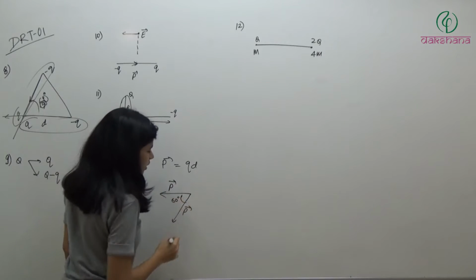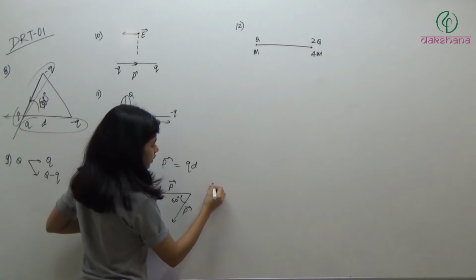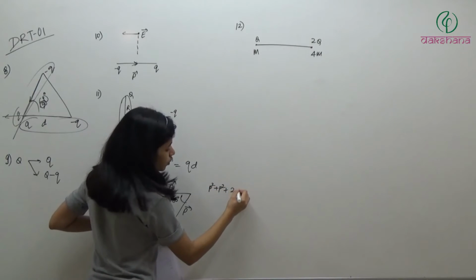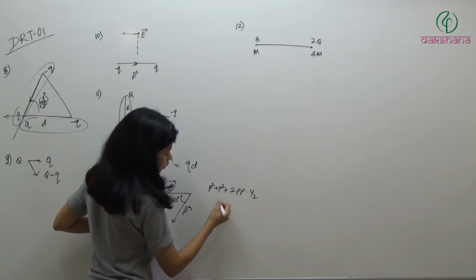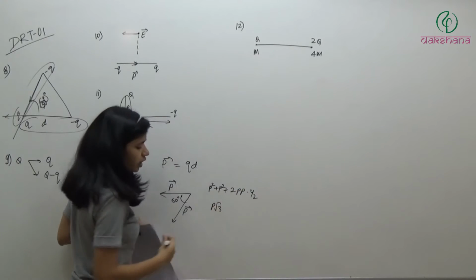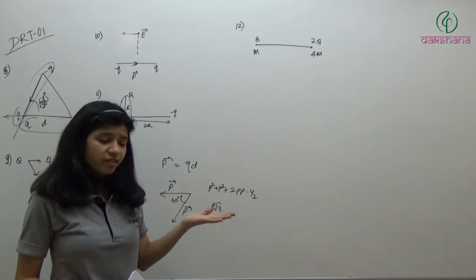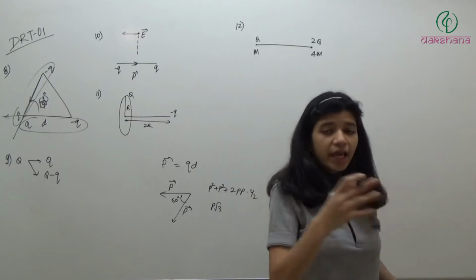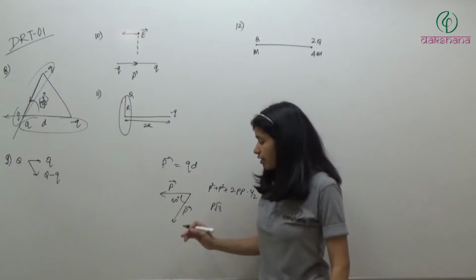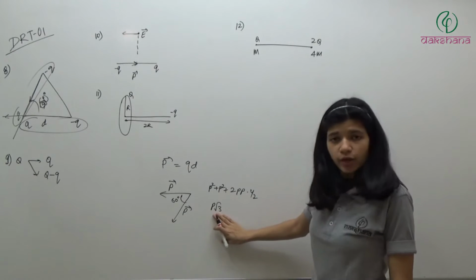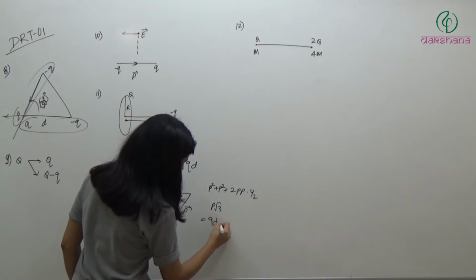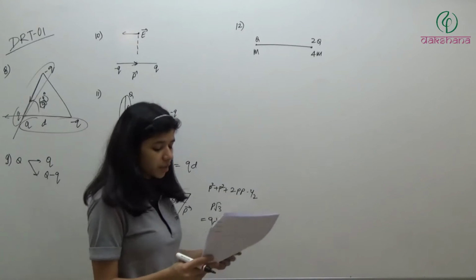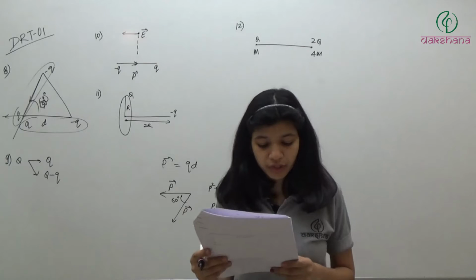So what will be the resultant? It will be P square plus P square plus 2PP cos 60, which is half. So we will have P root 3. And if you directly remember that when we have 60 degree, if A and A are at 60 degree, the resultant will be A root 3. So A root 3, P root 3, and it is QD root 3. Answer will be QD root 3, which is given in the first option.